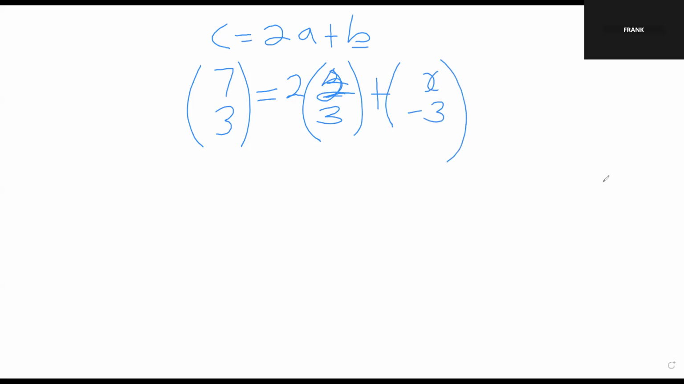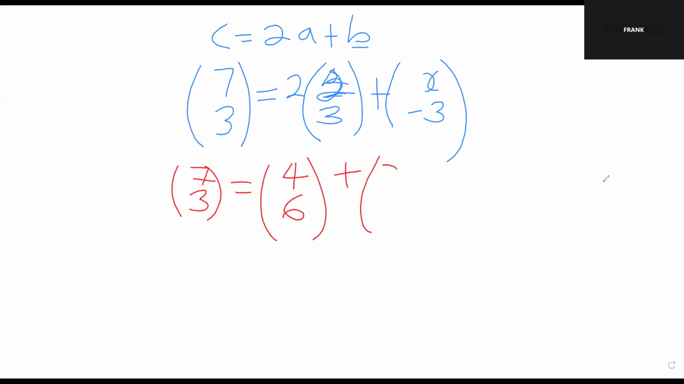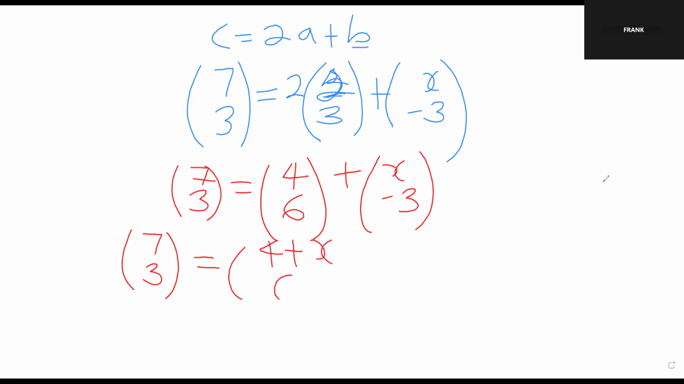Now the 2 is a scalar. You have to first solve for the scalar times the vector. So 2 times 2, that's 4. 2 times 3, 6. If you're multiplying a scalar by the vector, you always multiply the scalar by the x component and the scalar by the y component. Now you have (7, 3).